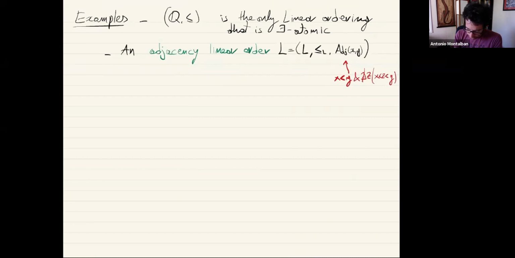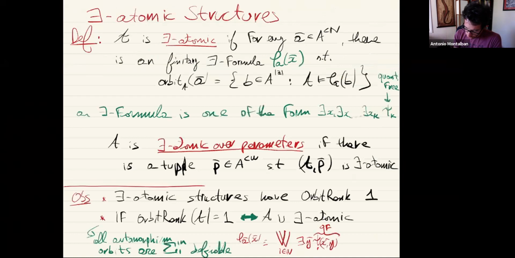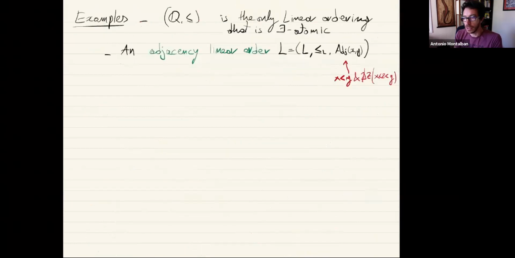In the definition of existentially atomic, I always presume A is countable, but it doesn't need to be countable. So it works in the uncountable case too. Not everything I say is going to work in that case, but so far, that's good.